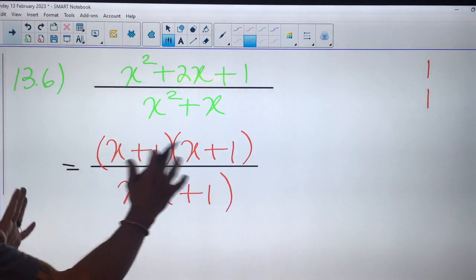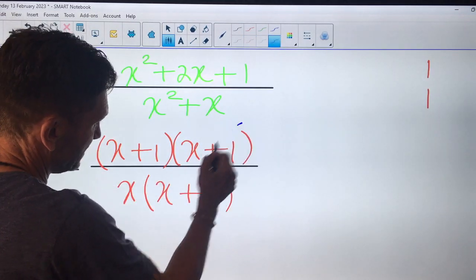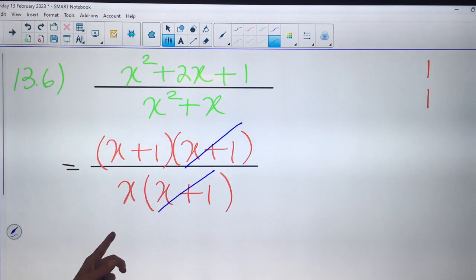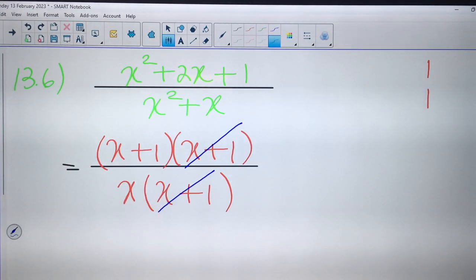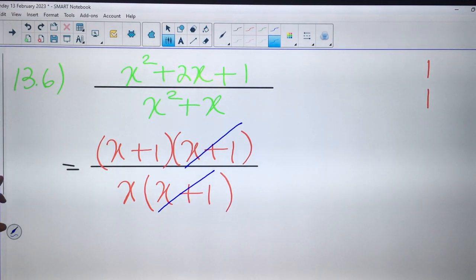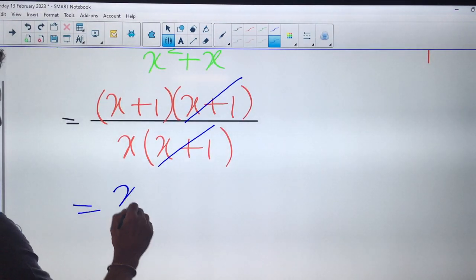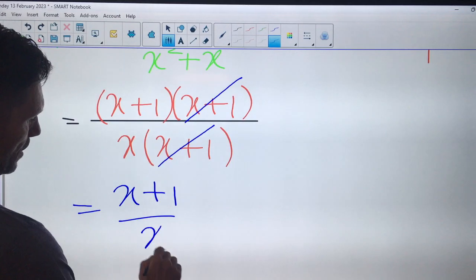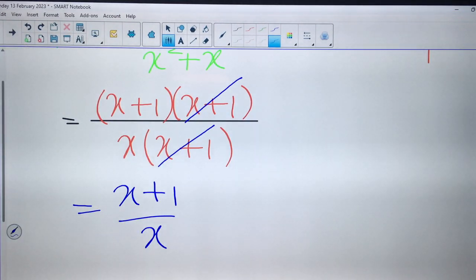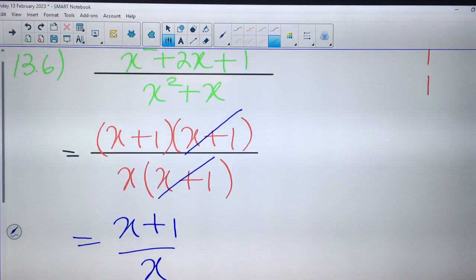So now we've done the factorization. That means that this bracket cancels with that bracket, or with this one, but not with both. So the same bracket on top cancels the same bracket at the bottom. And then that leaves us with x plus 1 over x. And these two x's cannot cancel out each other because we have more than one term, so that is your answer.